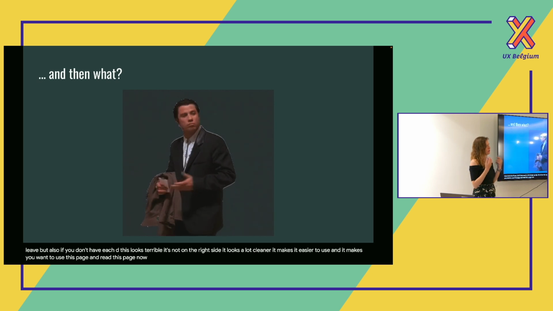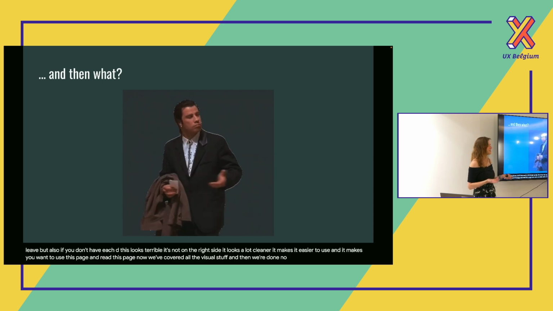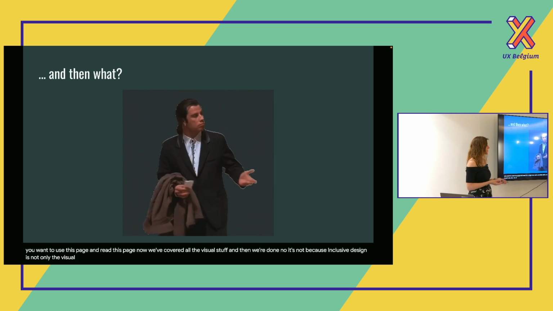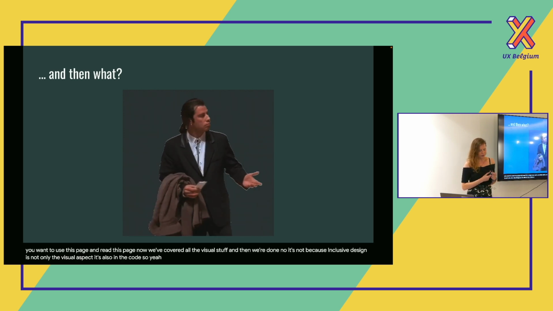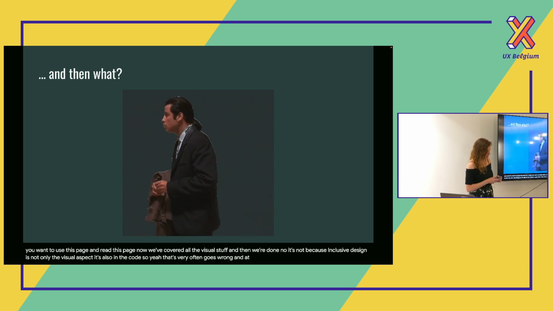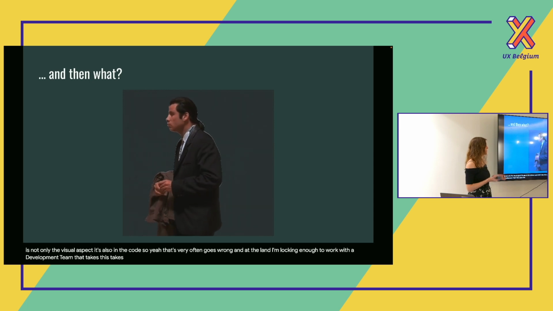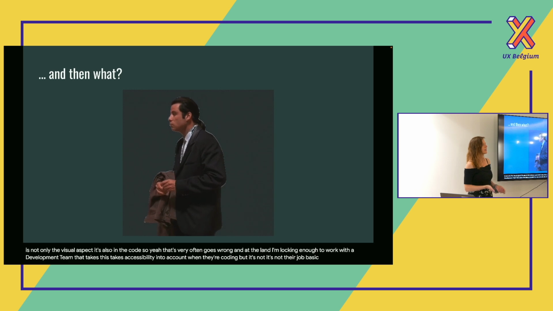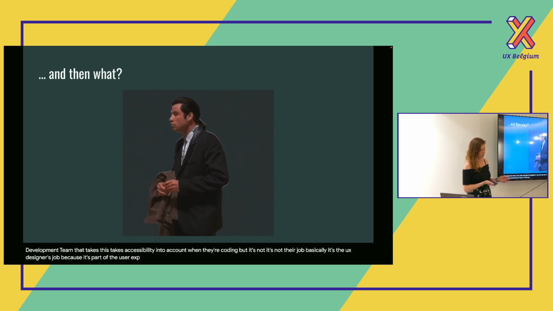Now we've covered all the visual stuff, and then we're done. No, it's not, because inclusive design is not only the visual aspect, it's also in the code. So yeah, that's where it often goes wrong. And at the LAN, I'm lucky enough to work with a development team that takes accessibility into account when they're coding. But it's not their job basically, it's the UX designer's job because it's part of the user experience.